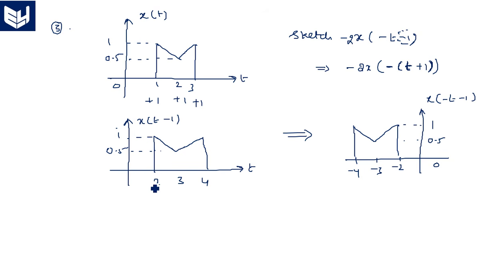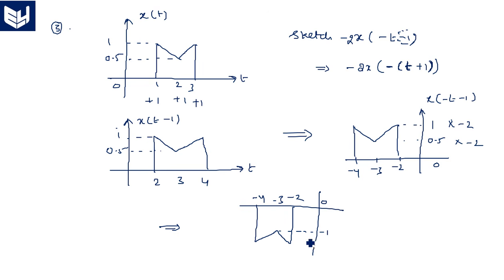Now the next step is to apply the amplitude scaling property. We are multiplying with minus 2. This amplitude should be multiplied with minus 2 and this one should be multiplied with minus 2. So what is the resultant signal? Minus 2 here, and it is minus 1. So the resultant signal will be like this. It goes downwards, at minus 2, minus 3, minus 4, and this level is now minus 1 and this level is now minus 2. This is the resultant signal.